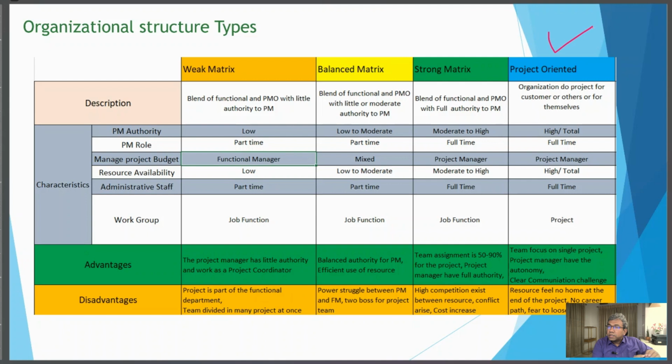Although you may have a functional team as well, your organization only focuses on projects, okay. That means the PM has full authority. All the team members focus on one project. They have a specific project, and they know their project manager is the appraisal authority who can give them appraisal. So you have a clear communication path.